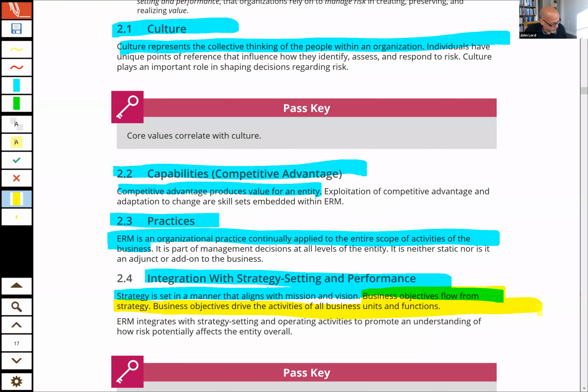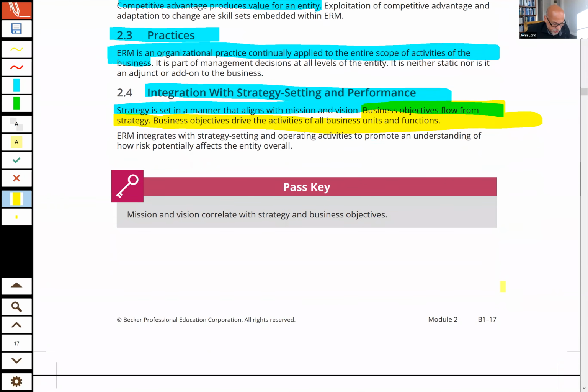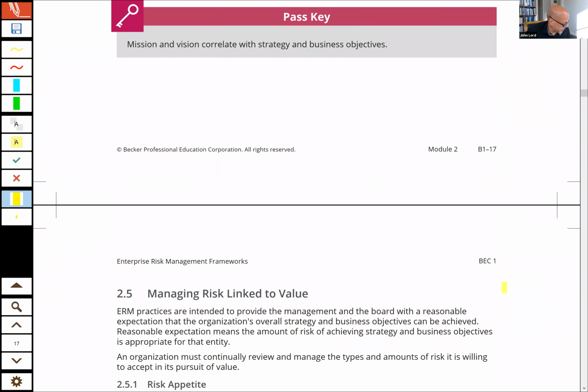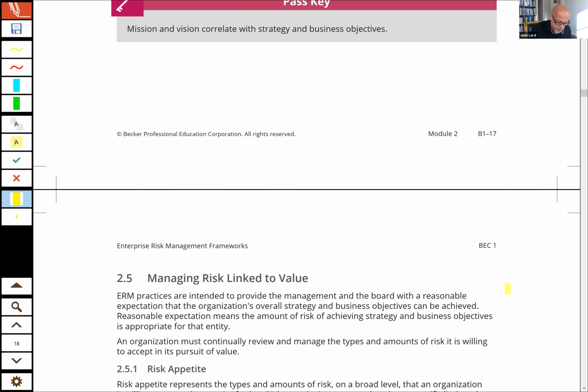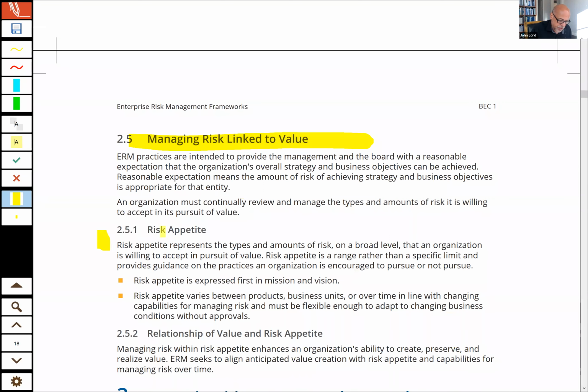Okay, and I'm not asking for a lot of flashcards here, guys, because much of this stuff is sort of definitional and kind of common sense. So when we start to manage risk related to value, we have to consider the risk appetite of the entity. And the risk appetite represents the types and amount of risk, on a broad level, that the organization is willing to accept in the pursuit of value.